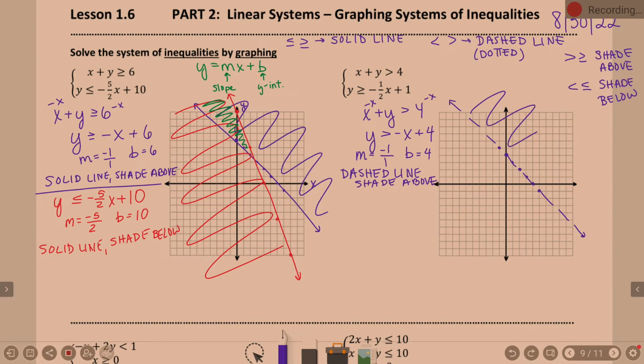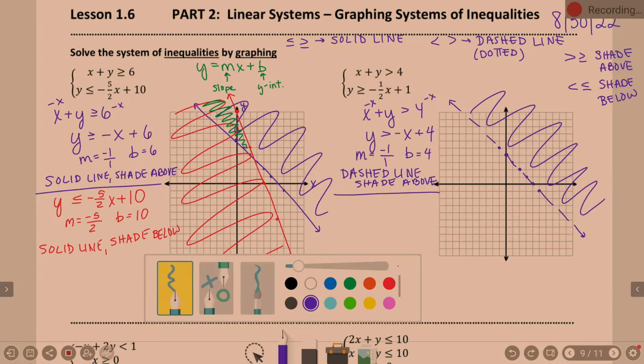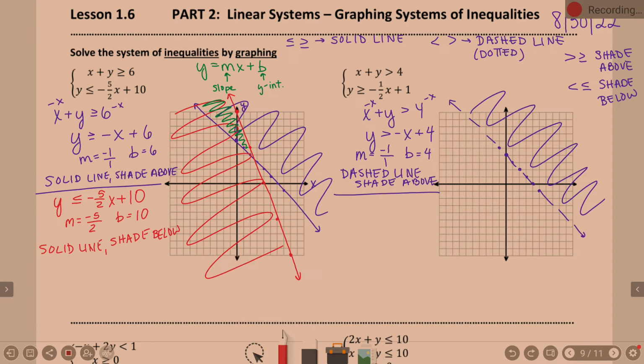So again, it's hard to shade on the VidQ. You guys know what you're doing there, though. Switch. Y greater than or equal to negative 1/2 x plus 1. It's already y equals mx plus b.